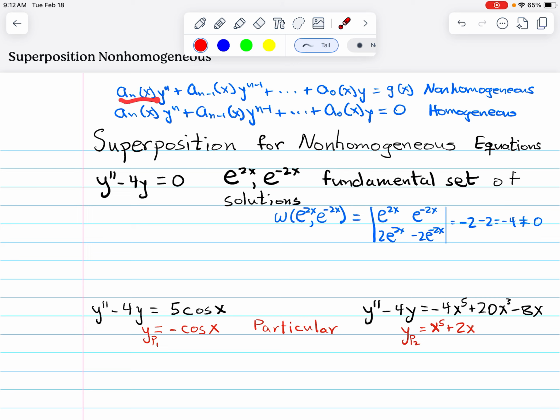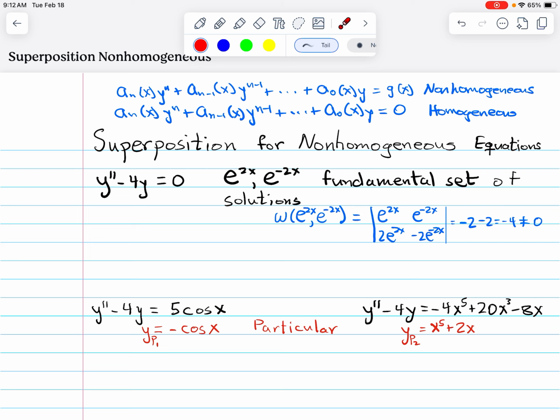So here's the general form for non-homogeneous. It's equal to g of x. When we replace the g of x with a 0, we get the homogeneous differential equation. Now, I want to make a connection between the solutions for the non-homogeneous and what we've found about the homogeneous.